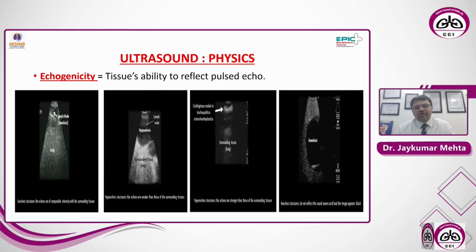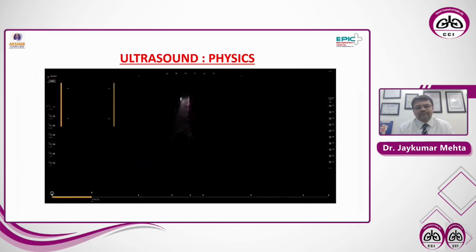So it is very important for us to write the echogenicity of the structure, particularly of the lymph node, what we are seeing, whether this is hyperechoic, isoechoic, and what about the homogeneity, whether it is homogeneously echoic or heterogeneously echoic. This is very important because different types of pathologies have different types of echogenicities.